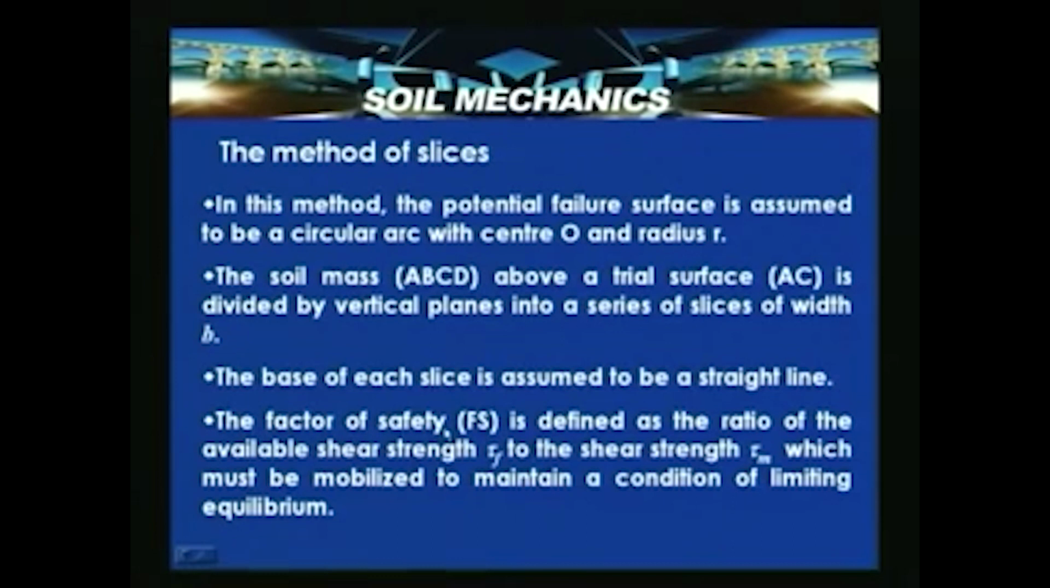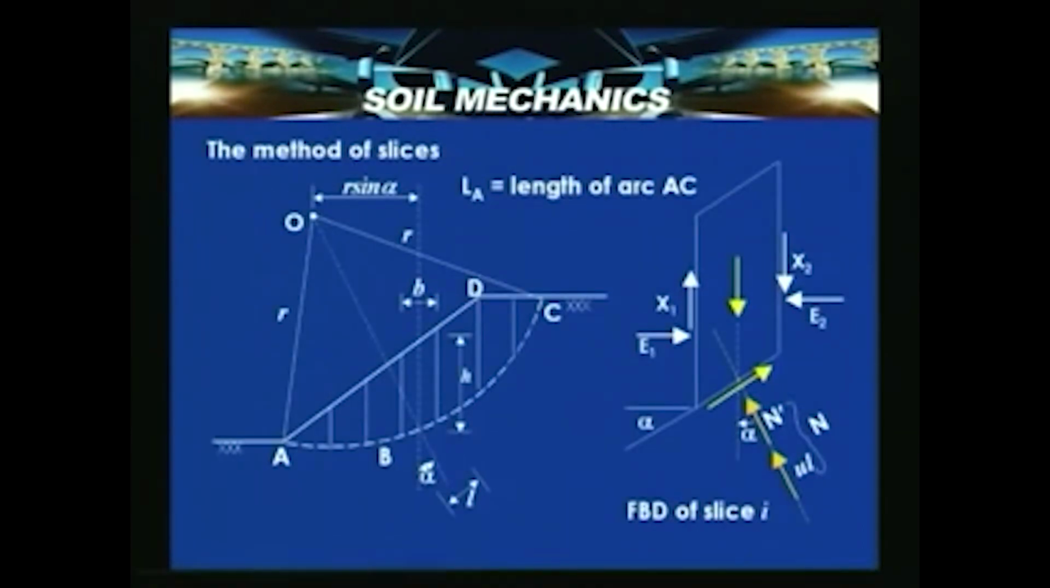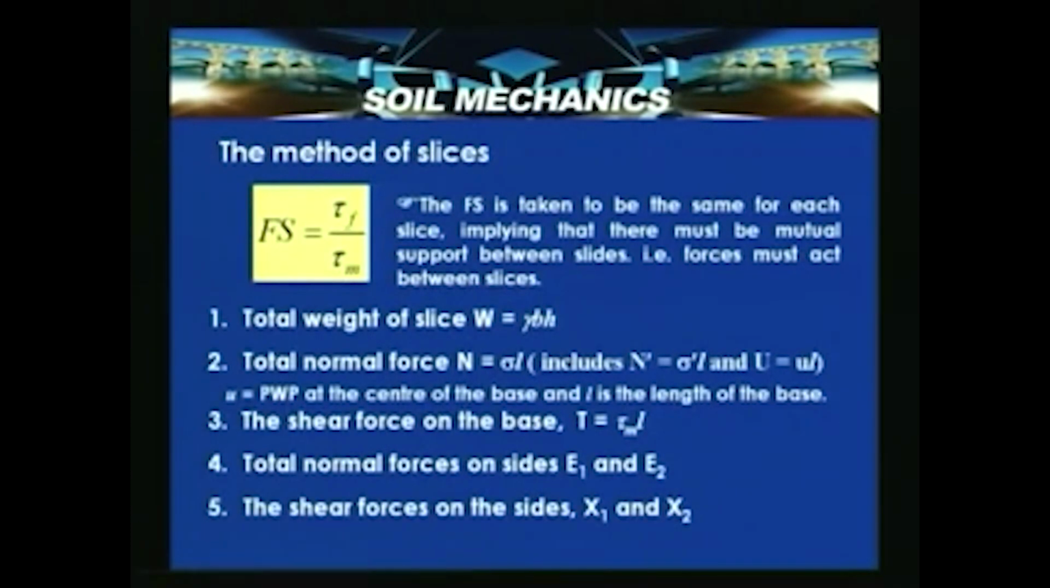So, the factor of safety, indicated as Fs, is defined as the ratio of the available shear strength tau f to the shear strength tau m, which must be mobilized to maintain a condition of limiting equilibrium. So, now considering this, the factor of safety, the definition that we had is tau f by tau m.